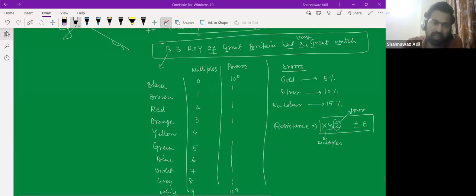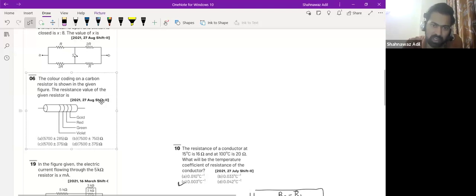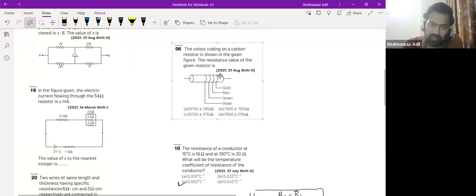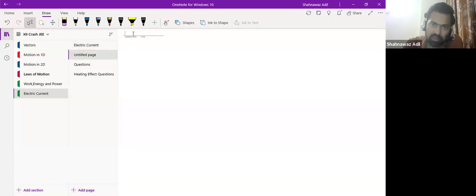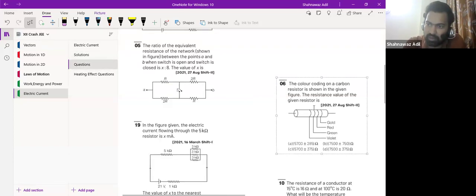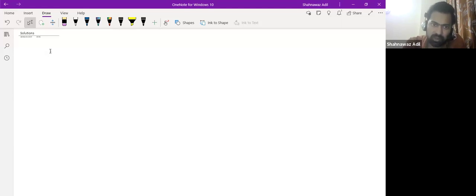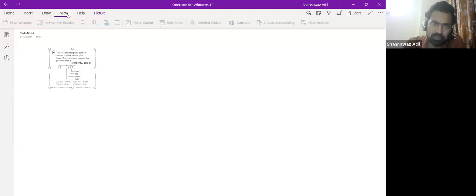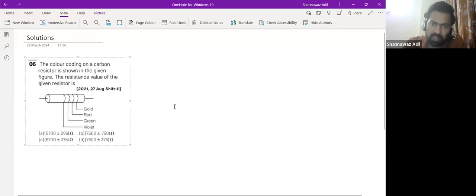Noted. So now using this idea, let's do one question. This is question number 6. Please do this one and tell me what answer you are getting. Let me bring this question and make a page in here. So, solution. Let's bring that question in here, so that we can solve it properly. Please solve this one and tell me the answer you are getting.